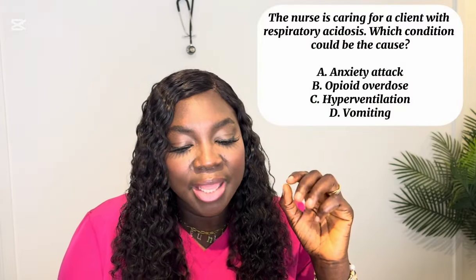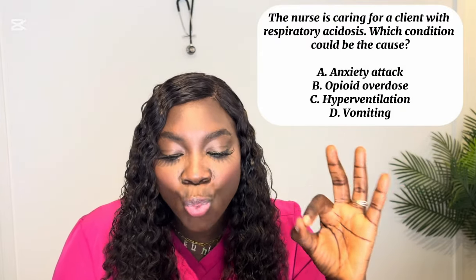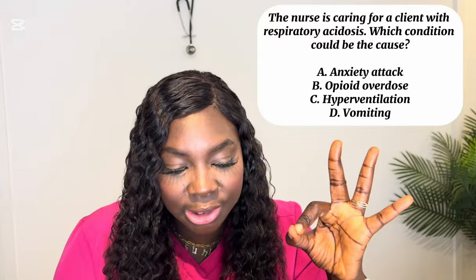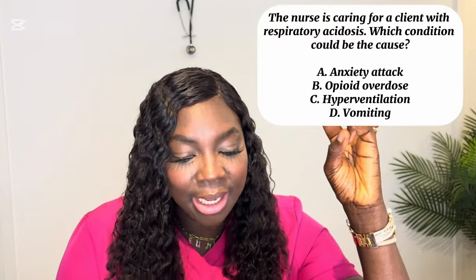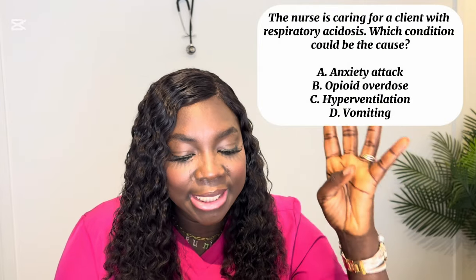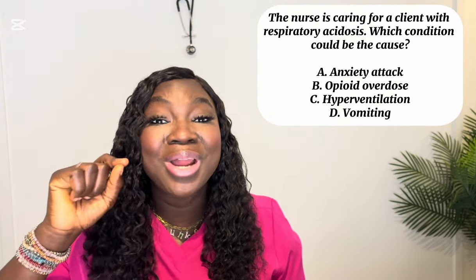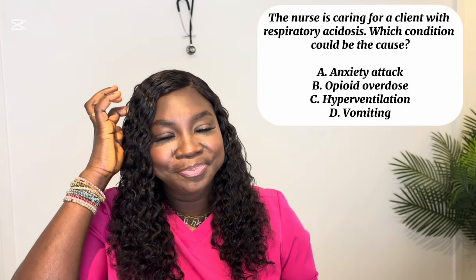Now the next question: the nurse is caring for a client with respiratory acidosis. Which condition could be the cause? A, anxiety attack; B, opioid overdose; C, hyperventilation; and D, vomiting. Now let me tell you what's going on here. Respiratory acidosis. What is respiratory acidosis?